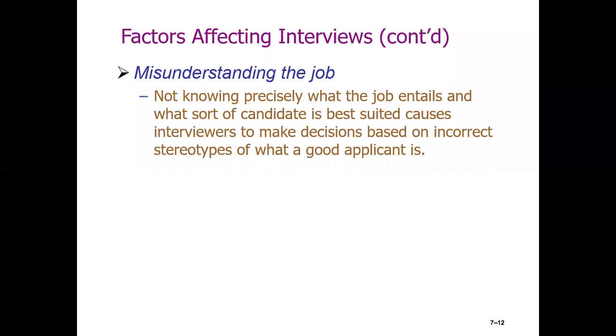Another effect which causes the contamination of interviews is basically misunderstanding the job. Not knowing precisely what the job entails and what sort of candidate is best suited causes interviewers to make decisions based on incorrect stereotypes of what a job or good applicant is. So certain types of stereotype effects, halo effect, recency errors, and severity errors can take place when you are judging people.